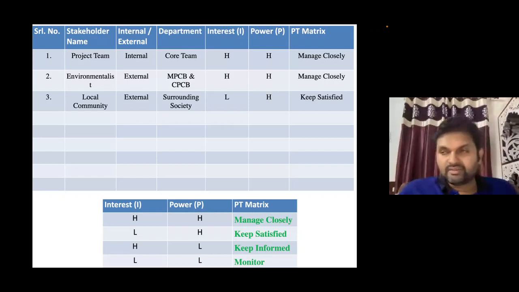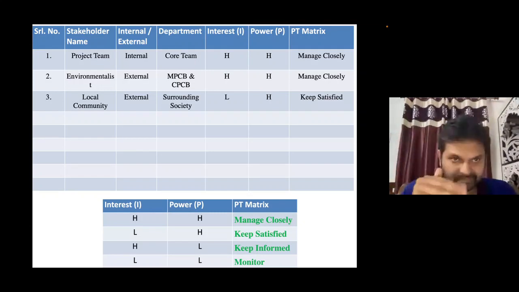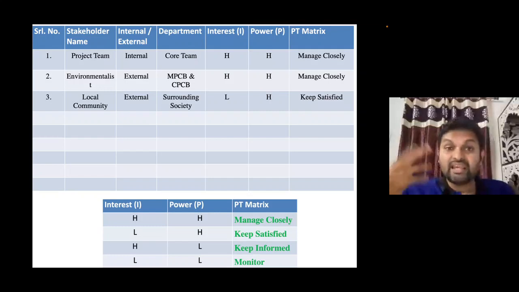Now see, this is one of the general formats which we can use for the identification of stakeholders and their management. I have made a small table. The first column is the serial number. Next is the stakeholder name. Next is the broad classification I'm making, internal or external. Why am I making this table? Because if it is internal, I need to see how I can take care of them. If it is external, I need to know whom I should contact to take care of that. So that's why I'm making a division, whether it is internal or external.